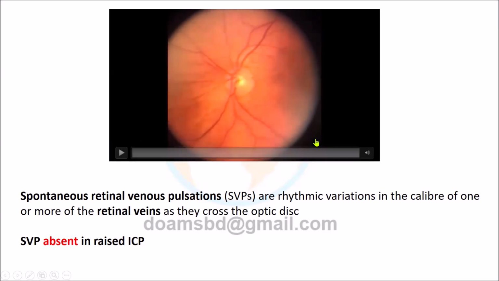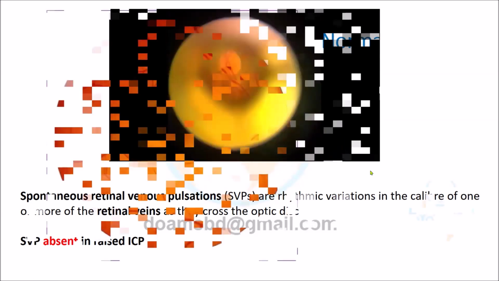Possibly all of you have seen it, as I mentioned. It's called spontaneous retinal venous pulsations. If anybody can see it with a skilled hand, it will be very nice to see. And this is normal. Absence of the rhythmic movement is abnormal. So it is absent in raised intracranial pressure. Anyway, we will not be discussing much here. We now like to proceed.